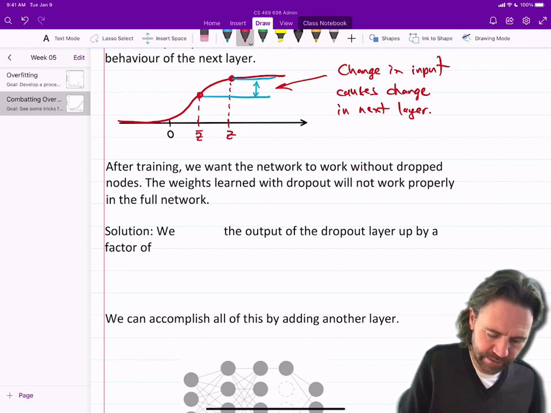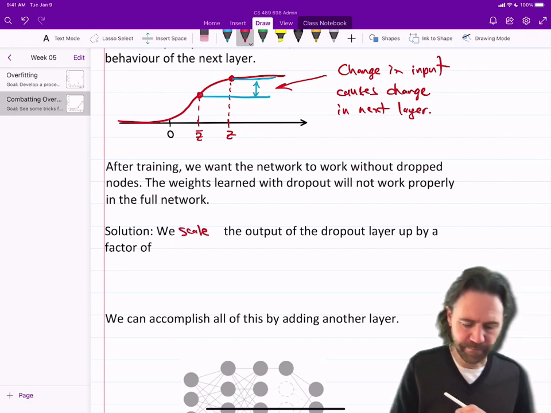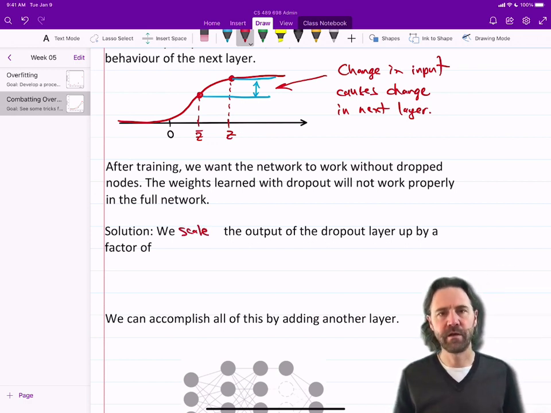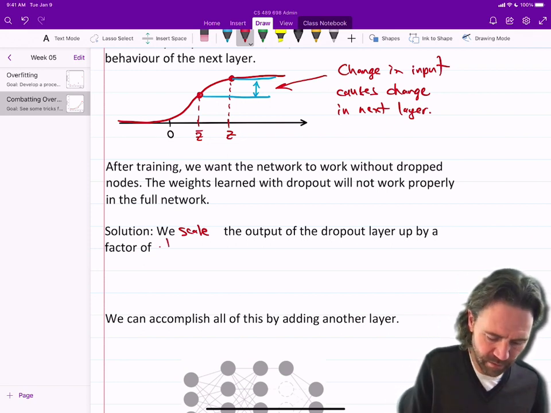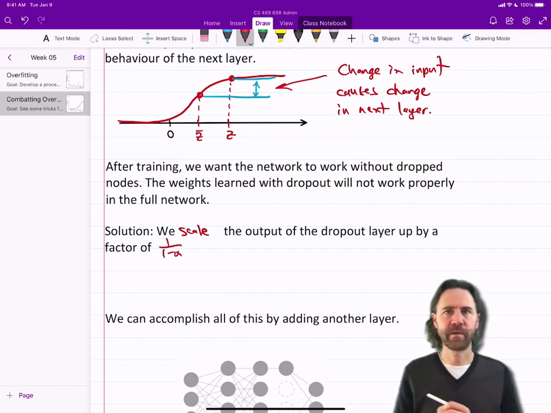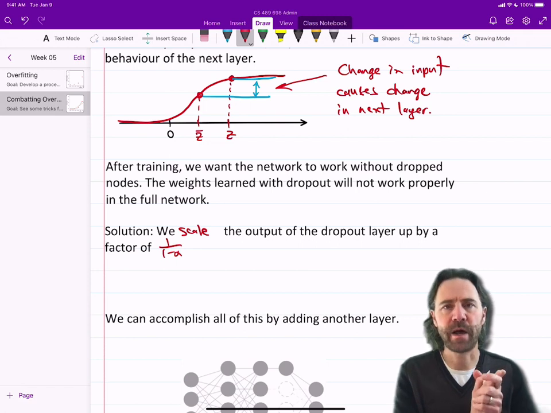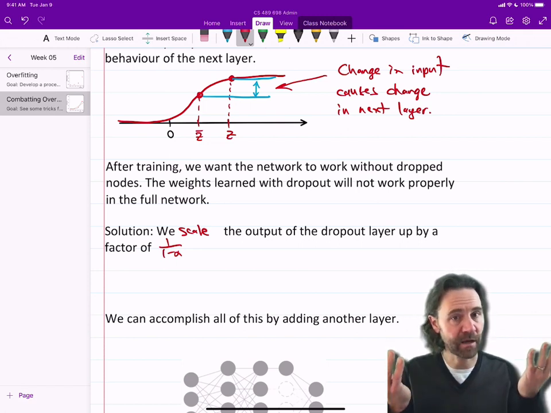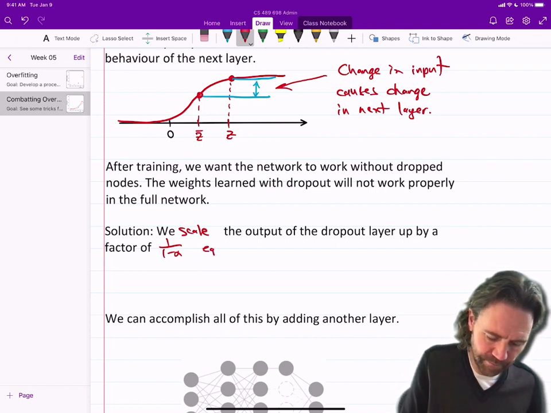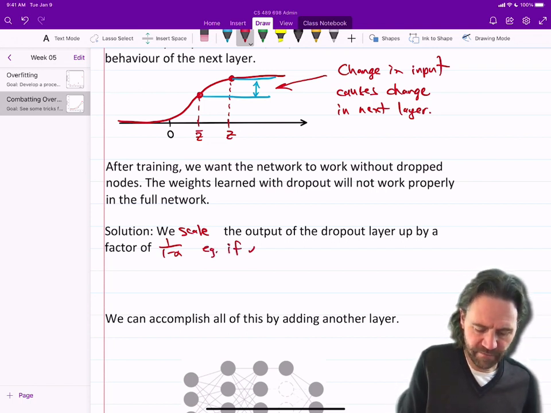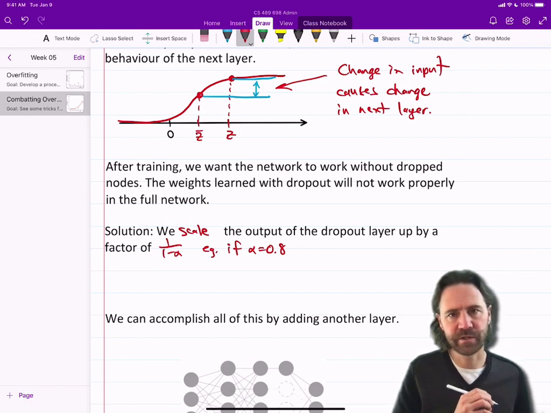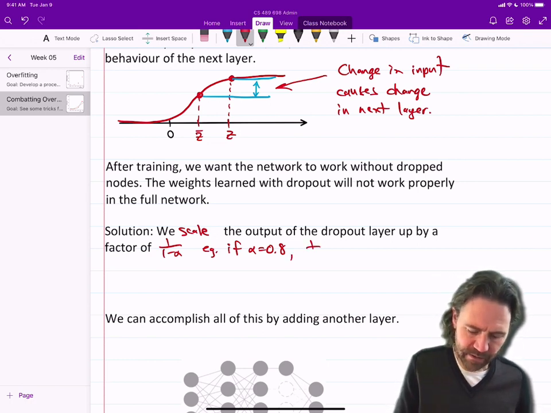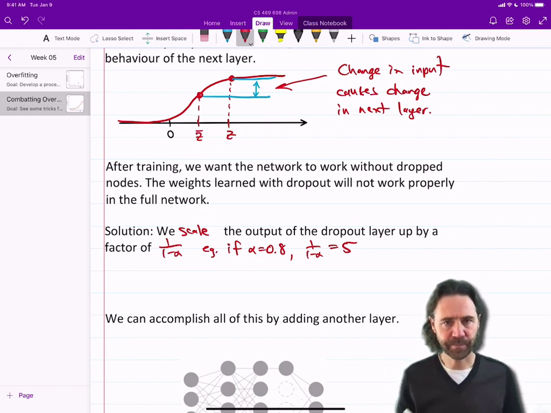So we scale the output of the dropout layer up by a factor of 1 over 1 minus alpha. If the input current is 1 minus alpha of what it should be, well, we divide by 1 minus alpha to scale it back up again. So for example, if alpha equals 0.8, the number I've been using, then 1 over 1 minus alpha is 5.